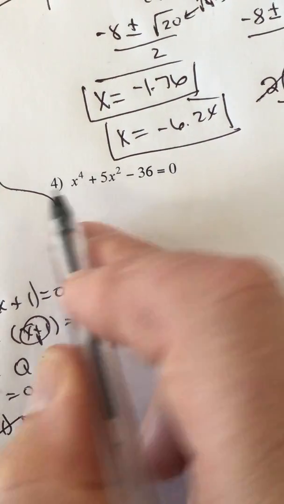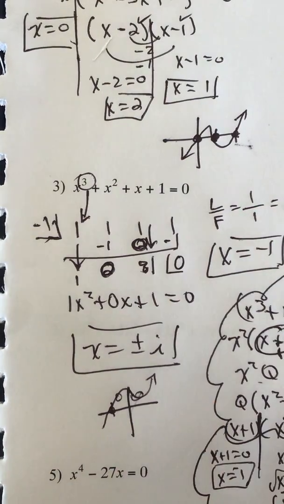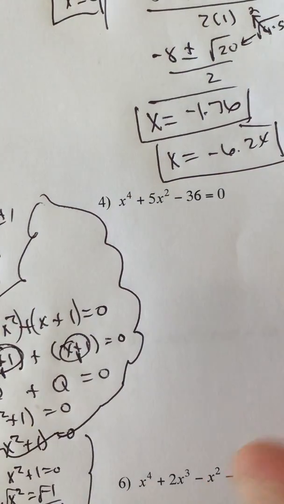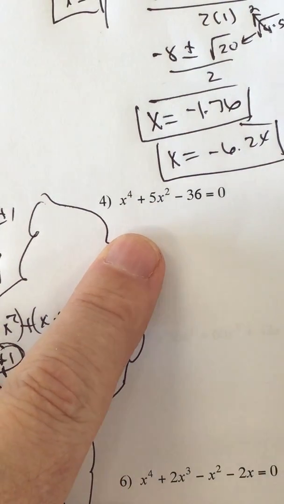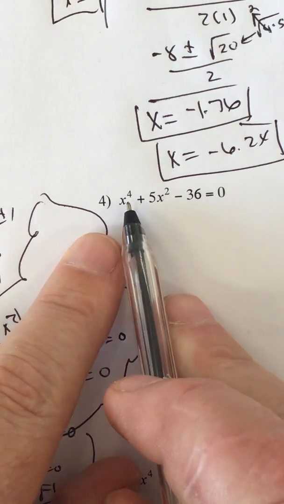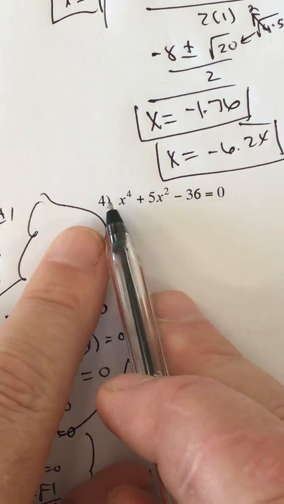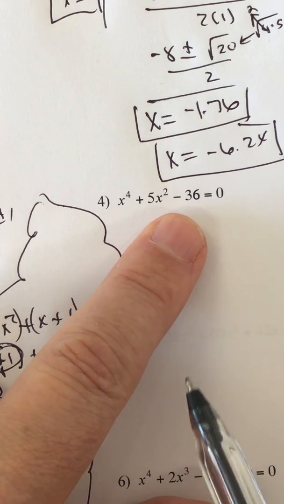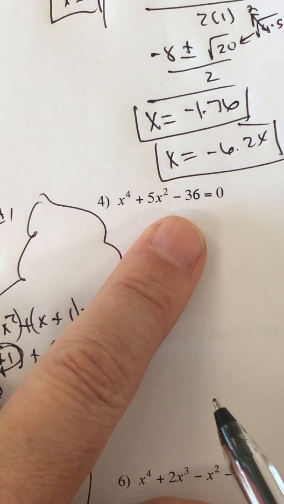There's 4 zeros, so if I do it with the rational root theorem, I have to find 4 of them. I mean, I have to find 2 of them and then try the quadratic formula. Or I can notice this is a 4, a 2, and a 0. This is already in quadratic form. I might be able to get it to factor right now.